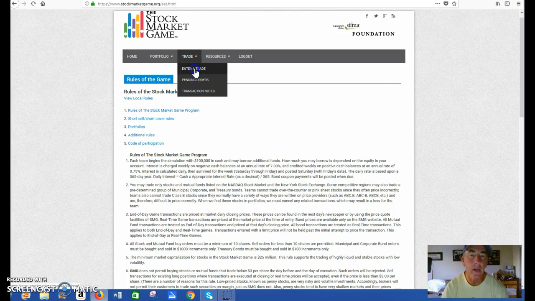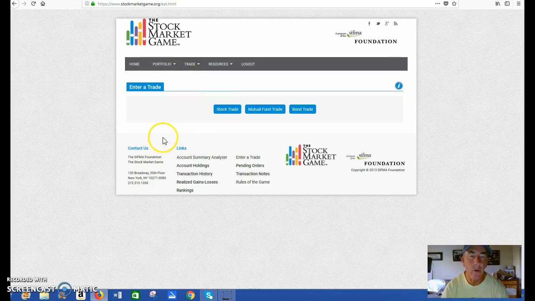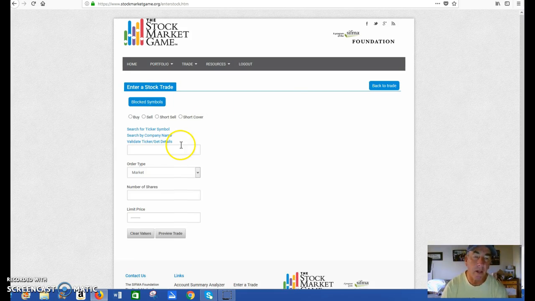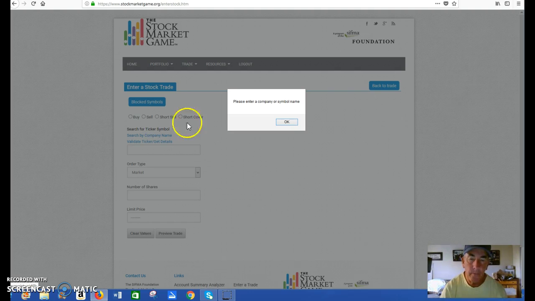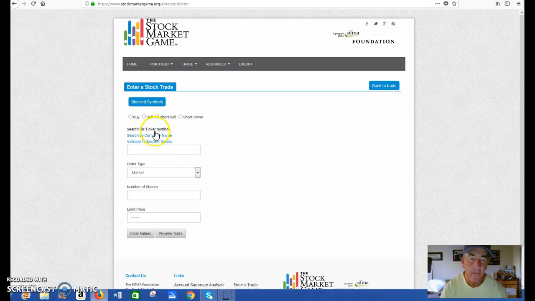Enter a trade. So let's enter a stock trade. I want to buy something from somebody that wants to sell something. So stock trade, we get this box that opens up. What do I know to stick in here? If I click on this, search for ticker symbol, it says please enter a company. It's not giving me anything. Most of this stuff is kind of worthless.